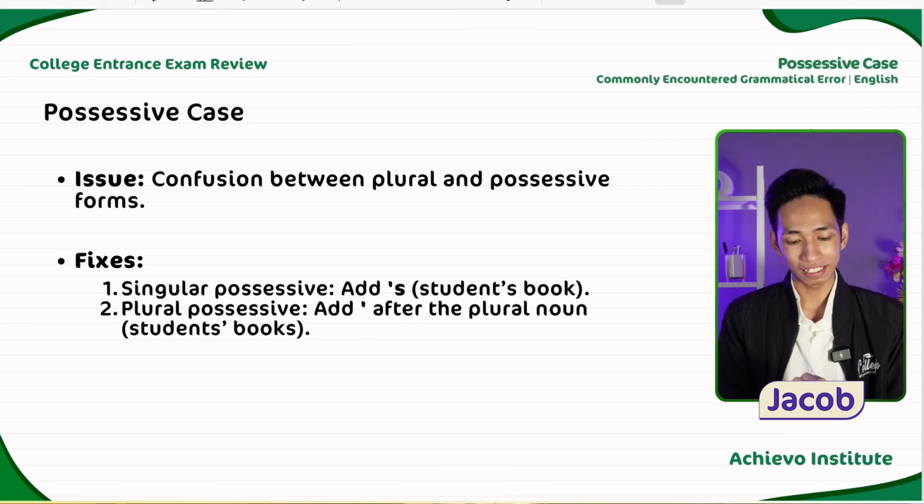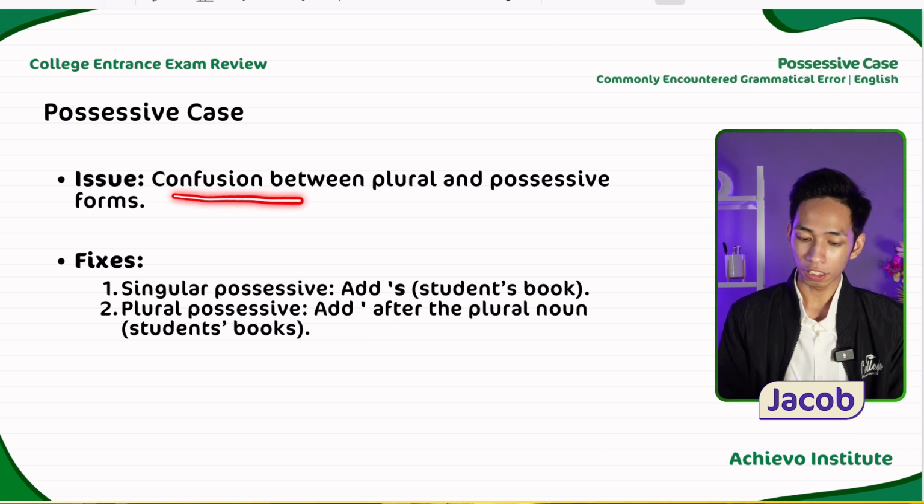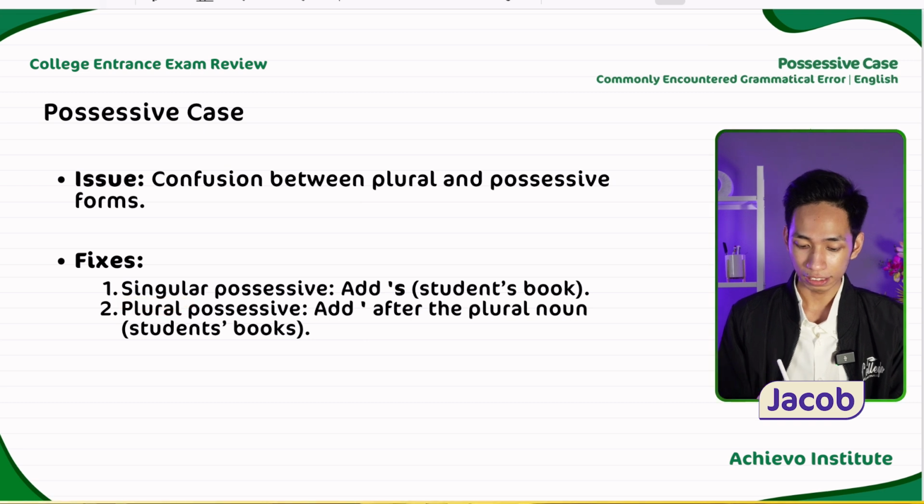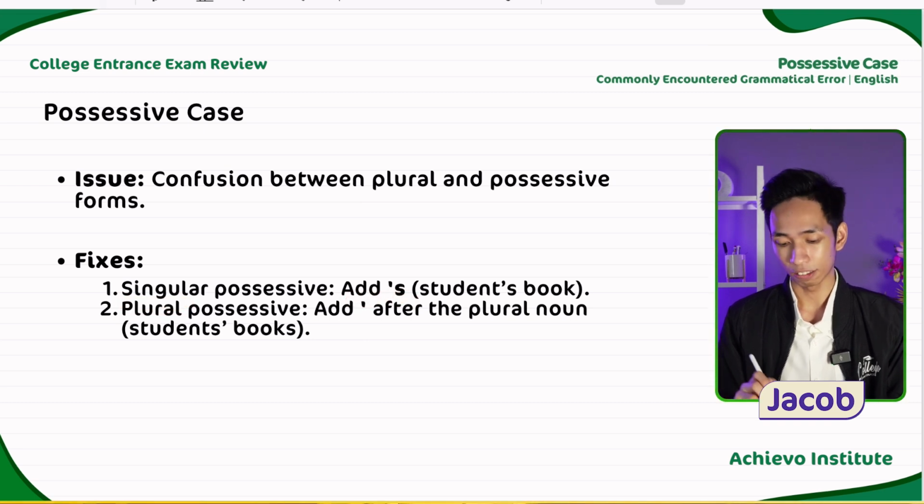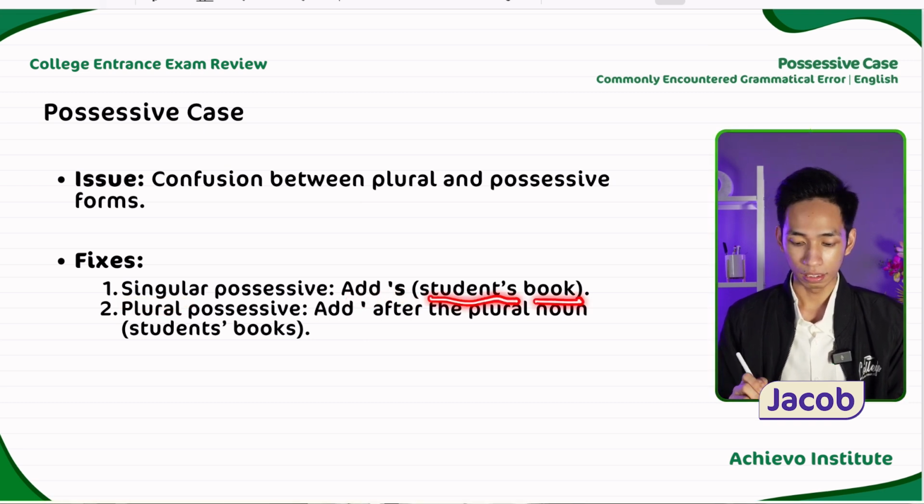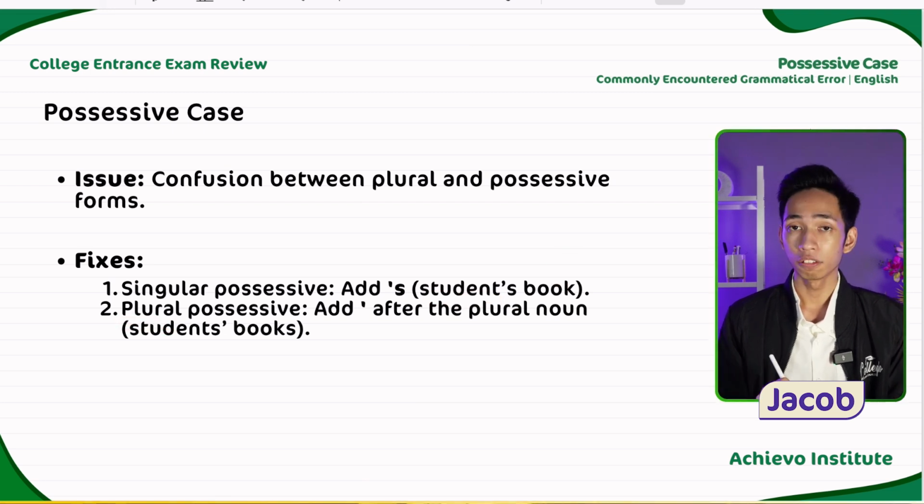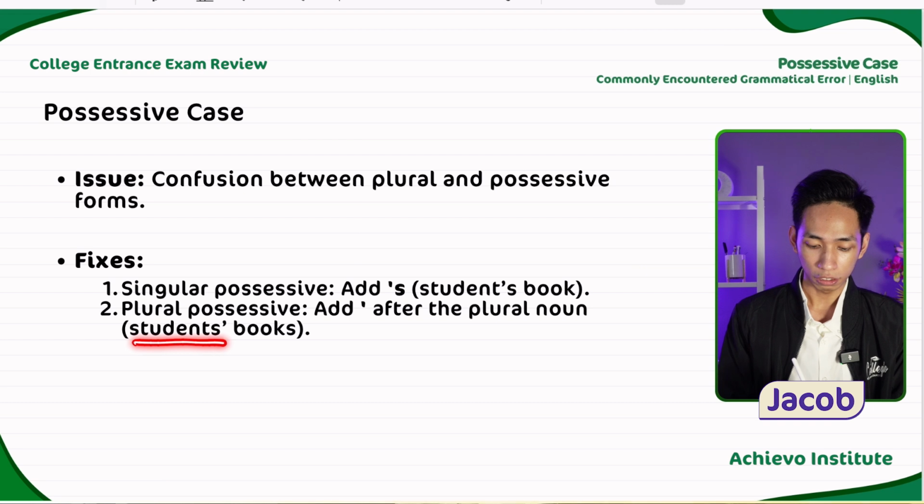This time, let's discuss possessive case. There could be confusion between plural and possessive forms. But we must remember that for singular nouns, we just need to add apostrophe s. For example, student's book. That means that is a book of one student. For plural nouns, we just need to add apostrophe after the plural noun, since mostly the plural noun has an s at the end of the word. For example, students' books. So we just added an apostrophe after the plural noun students.